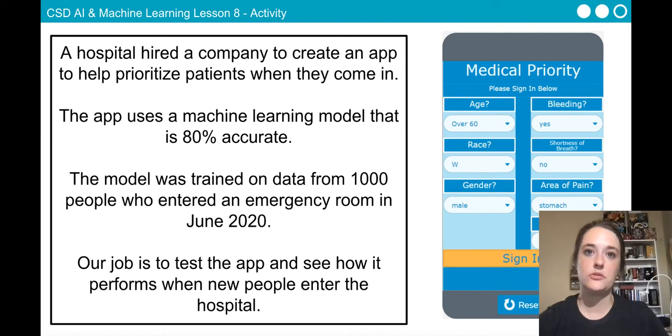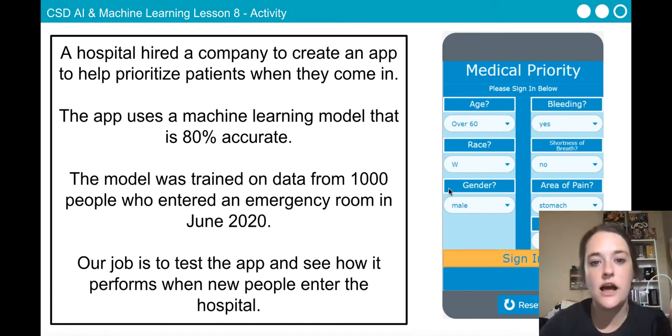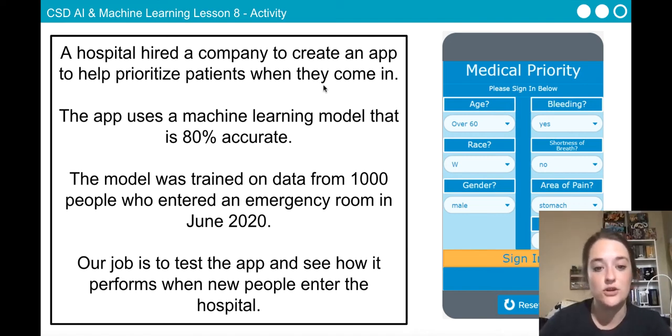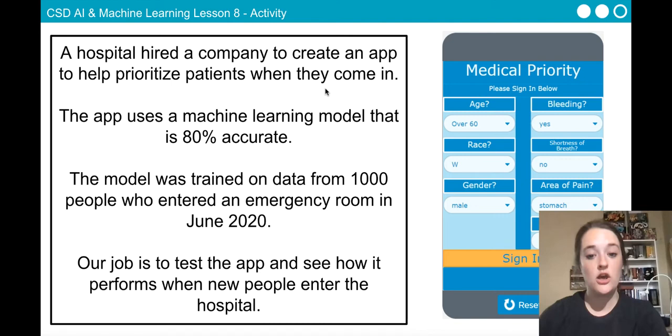In this app, let's look at what information it is asking for. Okay, a hospital hired a company to create an app to help prioritize patients when they come in. The app uses a machine learning model that is 80% accurate. The model was trained on data from 1,000 people who entered an emergency room in June 2020. Interesting. Our job is to test the app and see how it performs when new people enter the hospital.